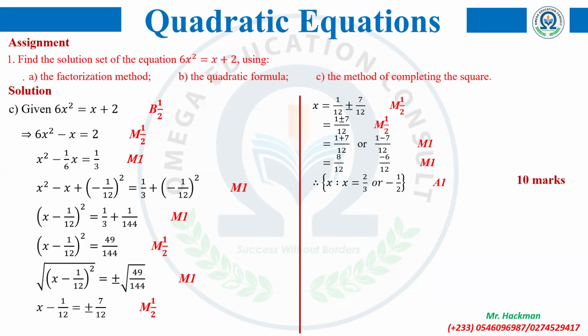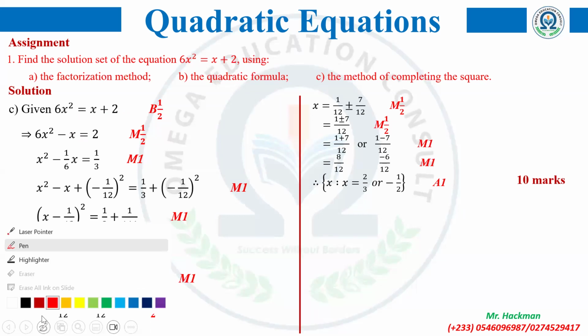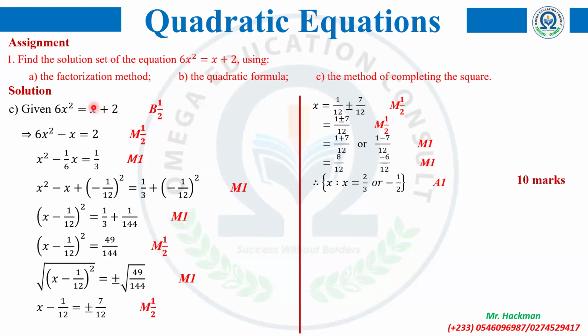Okay, so now straight to part C. Again, you extract. With the method of completing the square, we said the first step is to isolate the variable terms. With this one, you are not going to move all the terms to that side. You move one variable term, which is here, to this side, so that all the variable terms will be on one side, then your constant on the other side. So first step catered for.